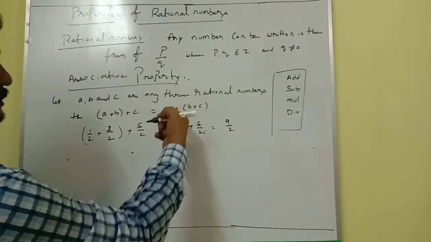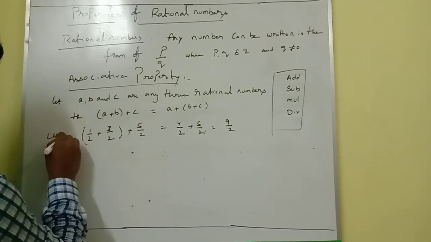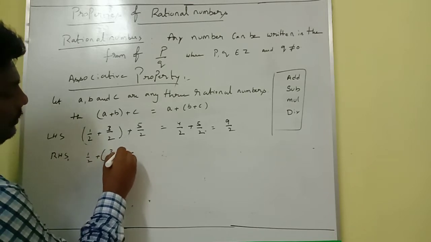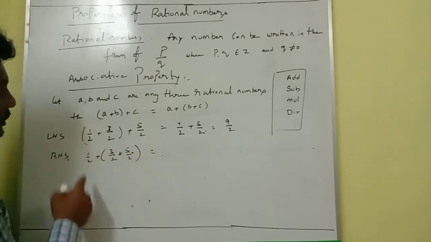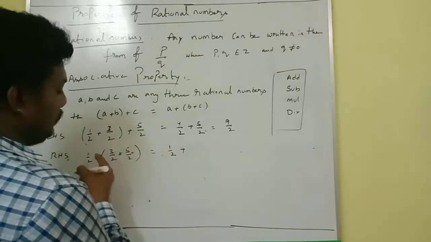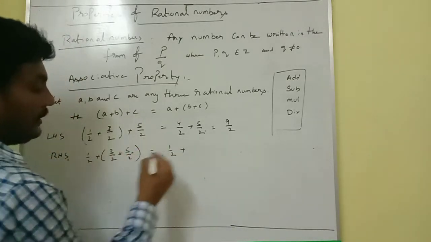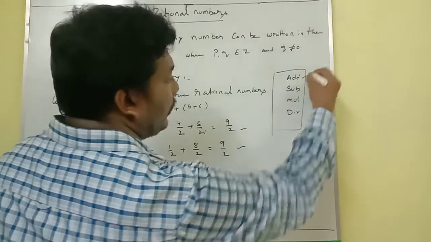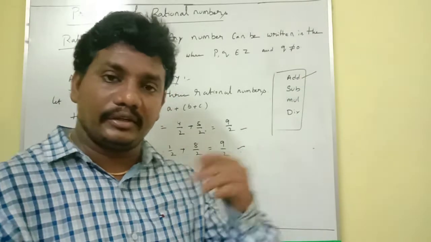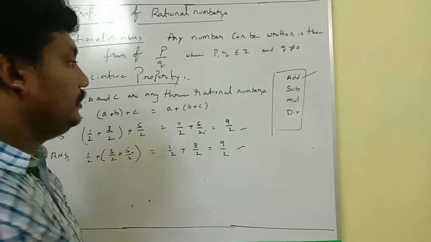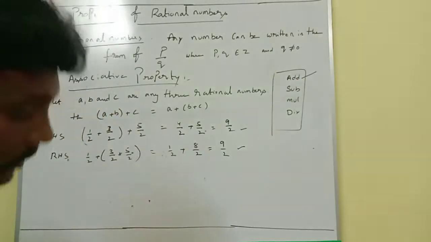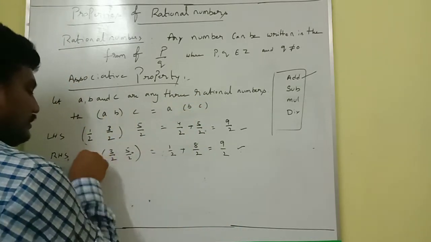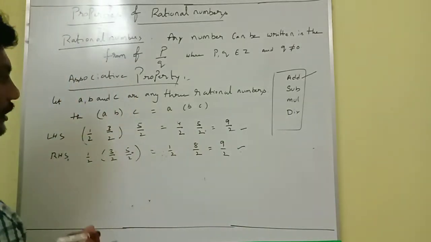That is the LHS side. Now we consider the RHS side: 1 by 2 plus (3 by 2 plus 5 by 2). First we add inside the bracket. With the same denominator 2 we can add directly, that is 8 by 2. Then 8 by 2 plus 1 by 2 is again 9 by 2. Yes, it is suitable for addition. The associative property is suitable for addition. Now we have to check whether subtraction is possible or not. Subtraction means we are simply changing the sign to minus. Let me check what it becomes now.